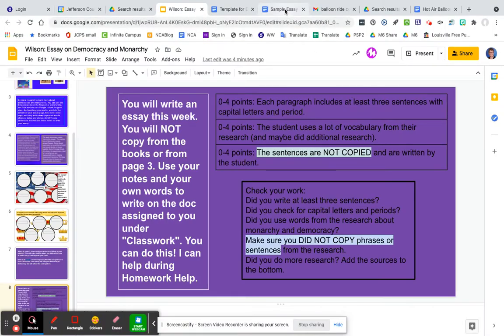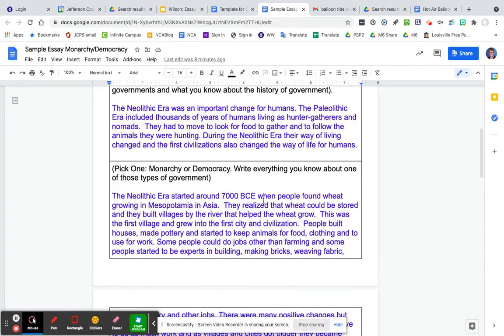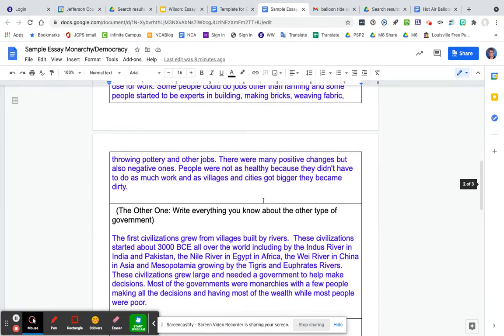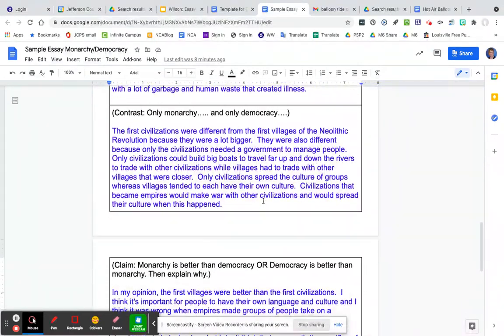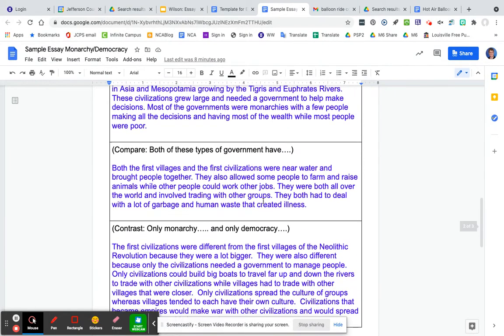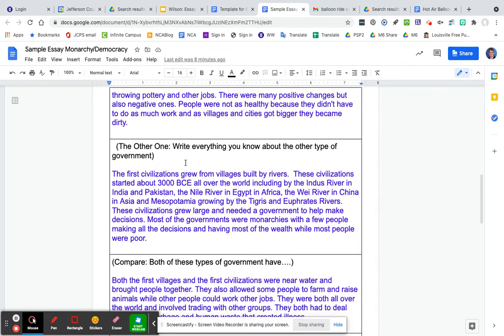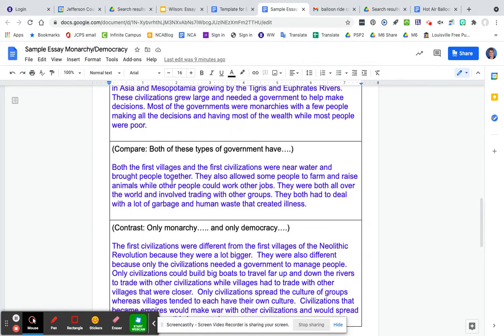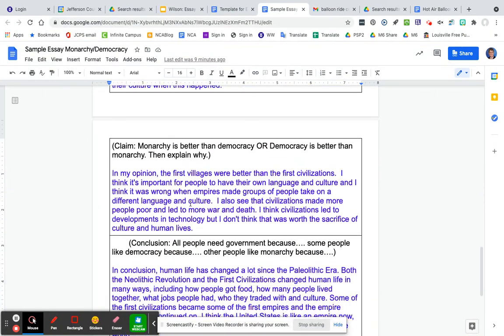Now, just so we're clear, here on the sample essay, I wrote it in blue, and I wrote it about the Neolithic era and civilizations, because we compared that a few weeks ago. So you cannot copy this because it's not about your topic, but I wanted you to see that I wrote a paragraph in each section, and I also want you to see how I wrote details and places and dates, and how I wrote this paragraph about what they both have in common, and this one about what's different. And finally here, I say which I think is better.